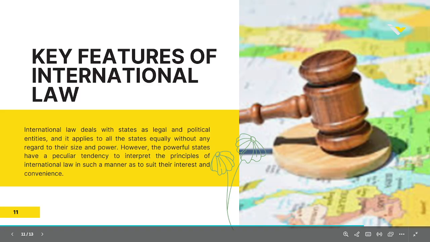Import and export law. Businesses must comply with customs, regulations, tariffs, and trade sanctions. Cross-border contracts. Businesses should include choice of law and jurisdiction clauses to avoid legal disputes.